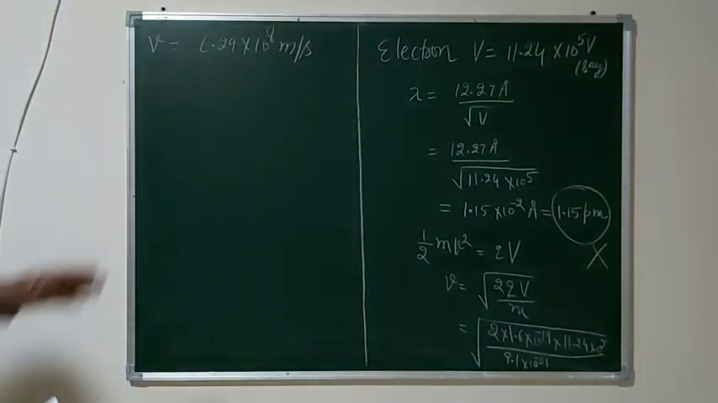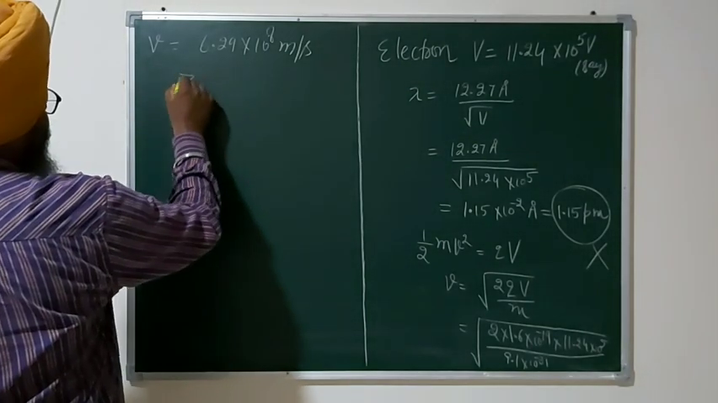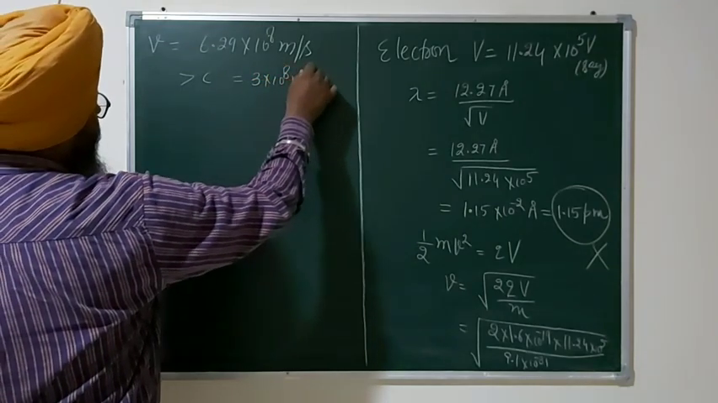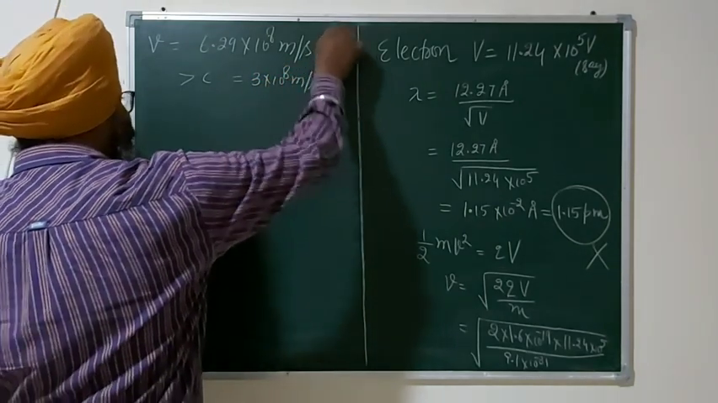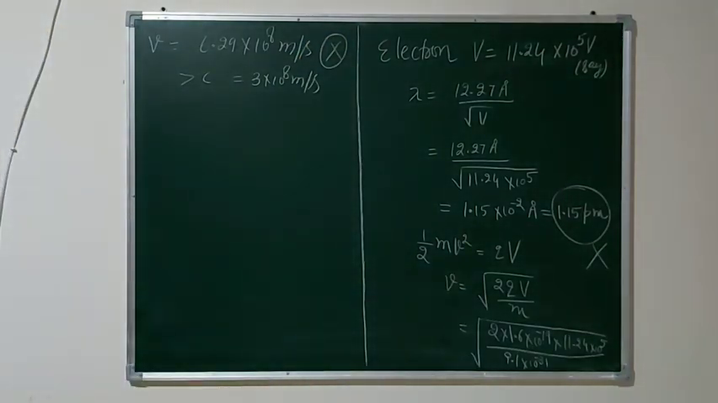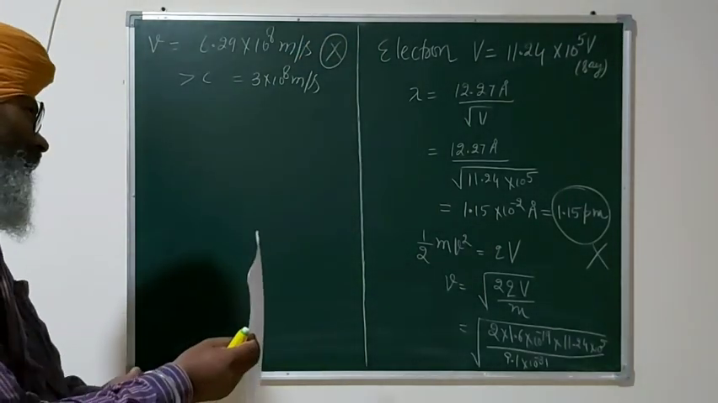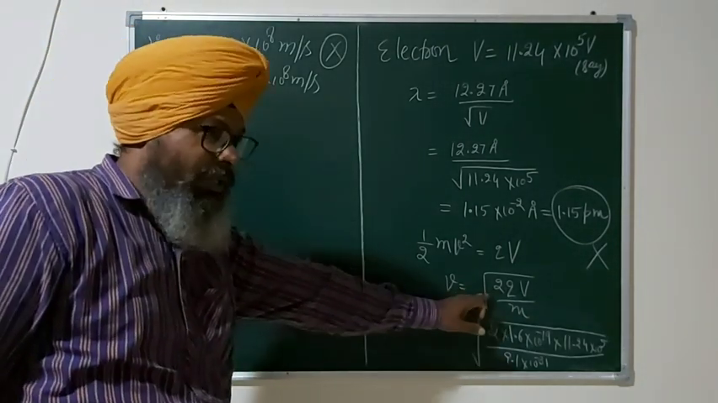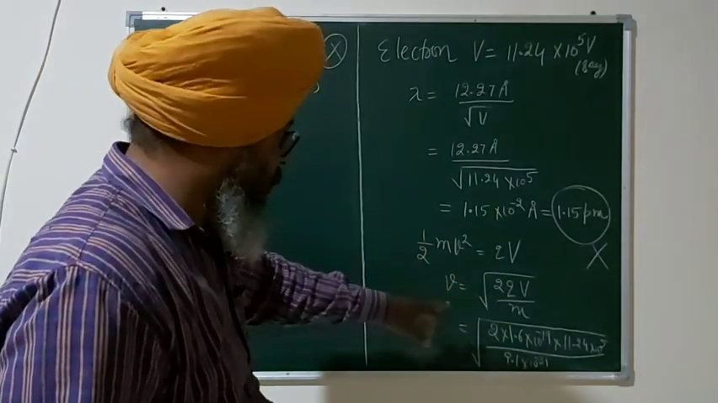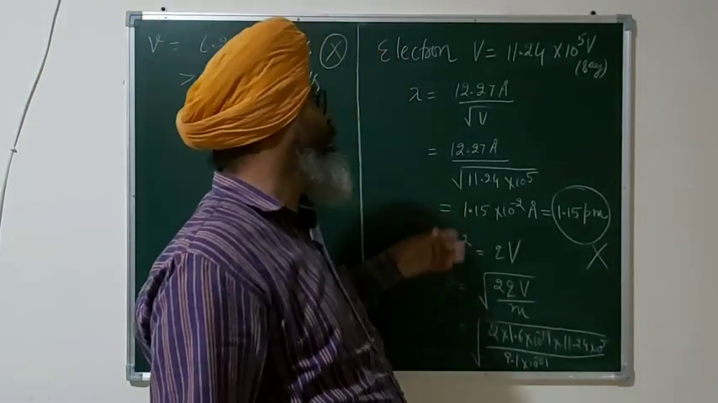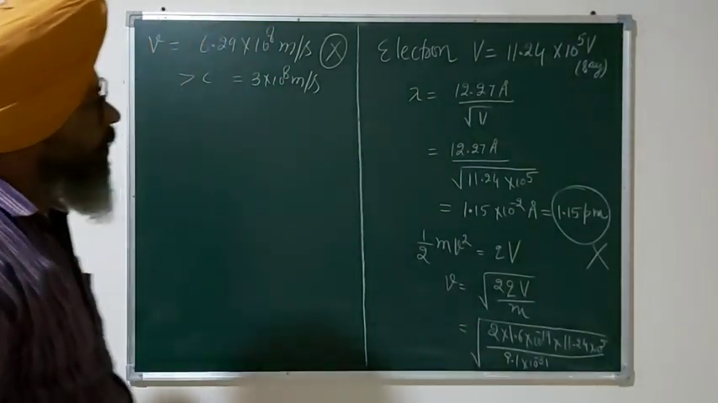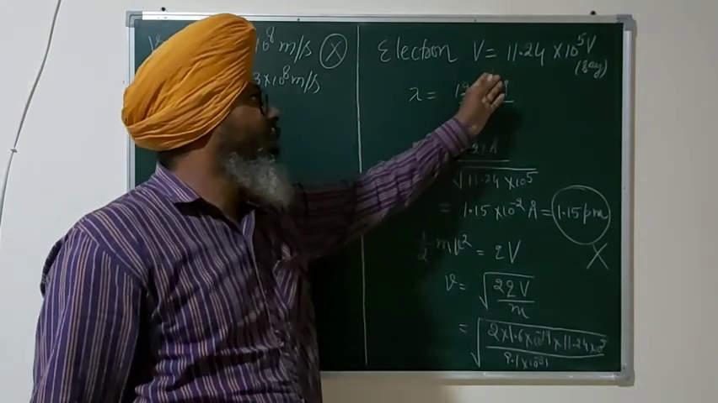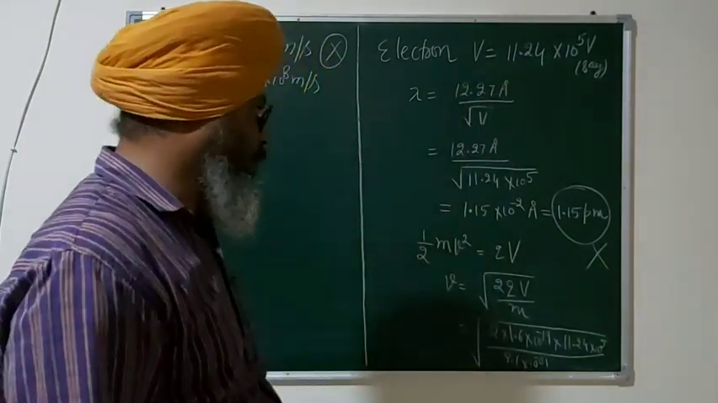Now look at this answer. This answer is greater than c, because c is equal to 3 into 10 raised to power 8 meter per second. Obviously this is not acceptable to us, because no object can travel faster than the speed of light. So this simply says that this method of finding the velocity is wrong, and since this method of velocity was used in deriving this expression of the wavelength of the electron, therefore calculating the wavelength of the electron at such a high potential difference is also wrong.